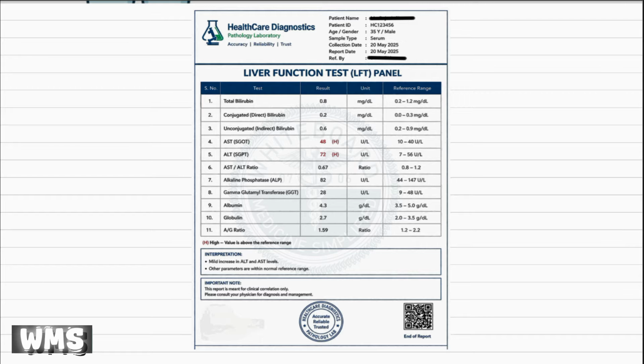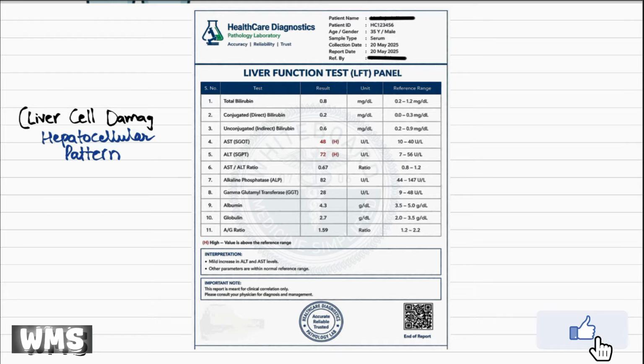Now, when we interpret liver function tests, we are not dealing with just one value, but a panel of different parameters as shown in the image. And the most practical way to make sense of them is to recognize patterns. Broadly, liver abnormalities can be grouped into three main patterns. The first is the hepatocellular pattern, where the primary issue is damage to the liver cells themselves. So enzymes like ALT and AST rise because injured hepatocytes leak these enzymes into the blood.